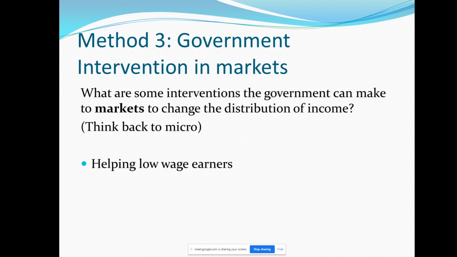A workers' union maybe. Retraining. Let me think. But here we are focusing on the direct government intervention in the market. Even though I would say retraining is very good, we are focusing on this one here. So we just have to find something more relevant.